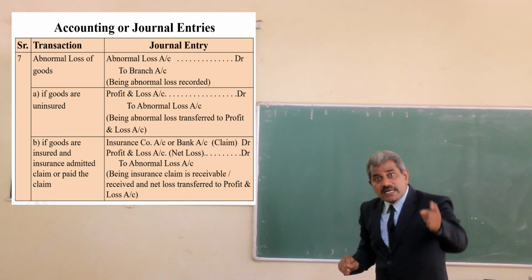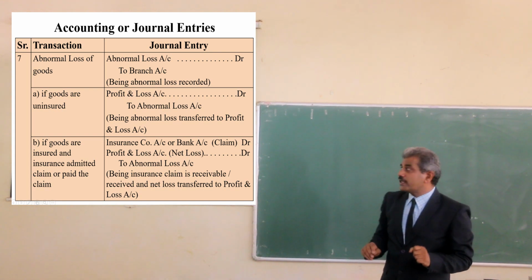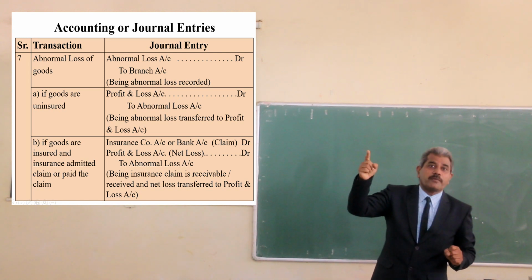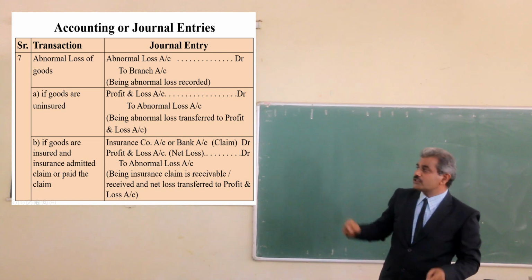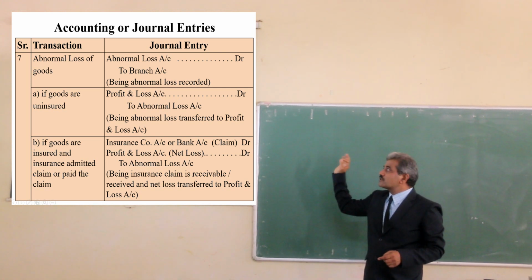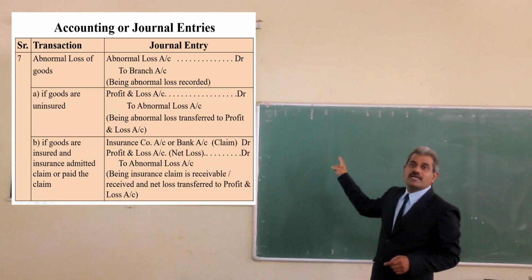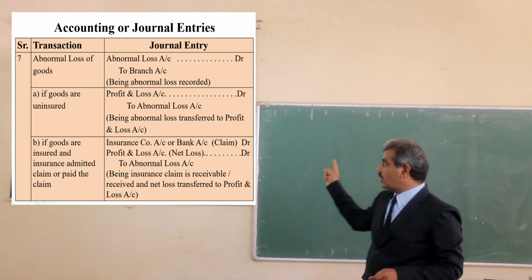If the goods are uninsured, then the total loss should be transferred to the profit and loss account, and so the entry will be passed as profit and loss account debit to abnormal loss account.